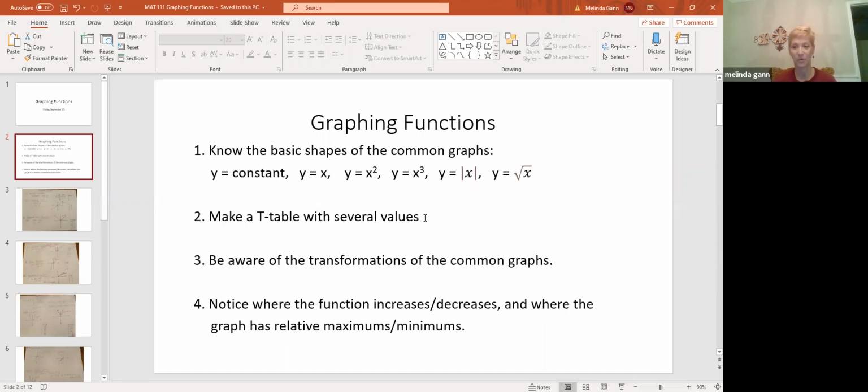Then I would make a t-table, just a 2-column table where you have your input, your domain number like your x, and your output like your y number, your range. Where it says be aware of the transformations of the common graphs, that's what we're going to be talking about in just a second. That's the stuff that's new. And then, like we talked about at the end of class last time, once you've drawn your graph, notice where it increases and where it decreases, and look at the x numbers it increases between, or decreases between. That's the way they'll phrase it. And then notice where you have your highs, your maximums, and your lows, your minimums. Okay, let's go look at the next slide.